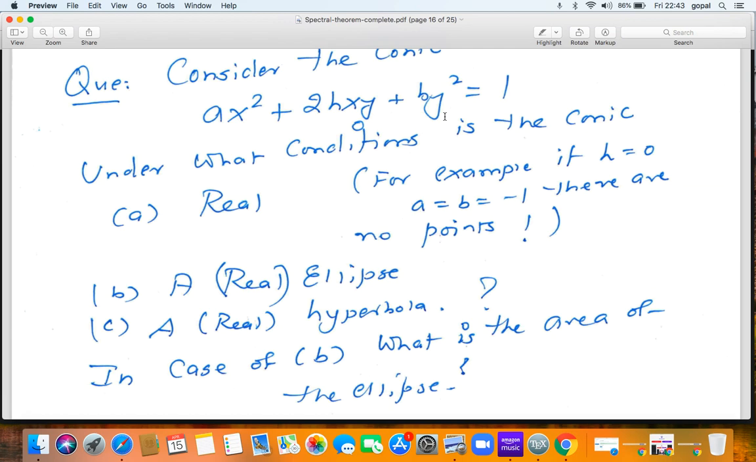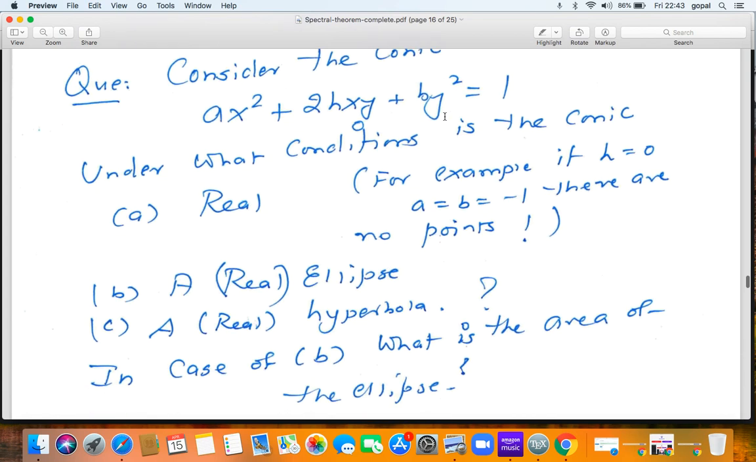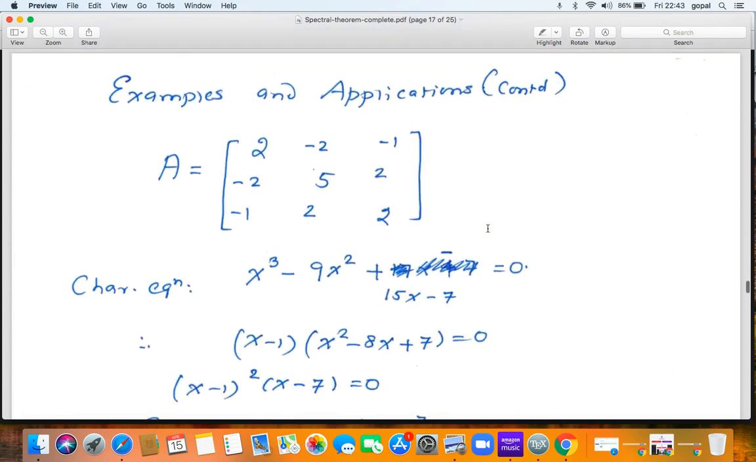If lambda and mu are both positive, it's going to be an ellipse. If one of them is positive and the other one is negative, it's going to be a hyperbola. So you know how to do this problem. I'm leaving it to you to complete this problem. So now let us take the next example.